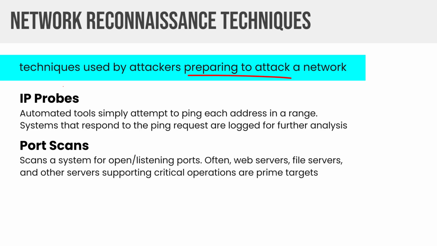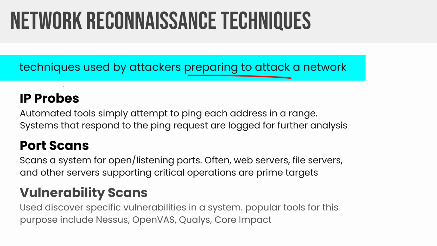So then you'll commonly see a port scan, which will look for open or listening ports on a system. So for example, ports 80 and 443 would be indicative of a web server. Port 445, TCP 445 would be a file server. So looking for servers supporting critical operations and services are going to be prime targets. And then you have vulnerability scanners that can be used to scan for specific vulnerabilities in a system.